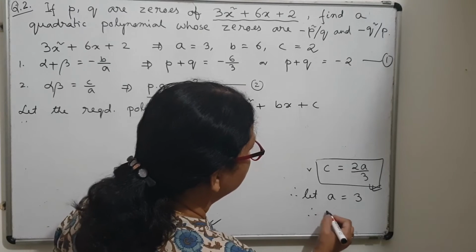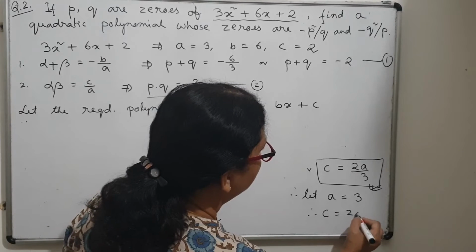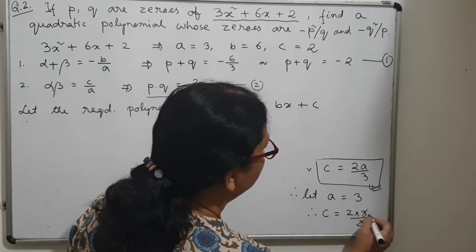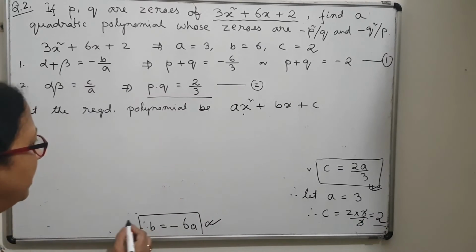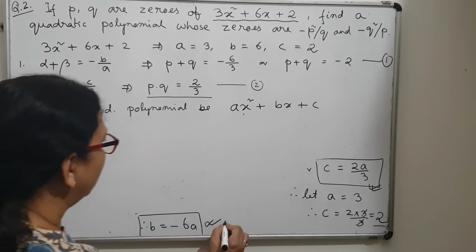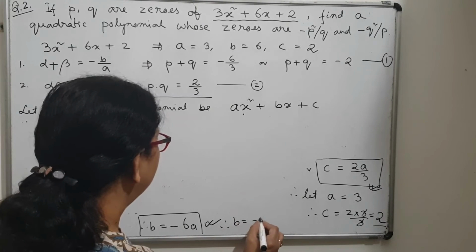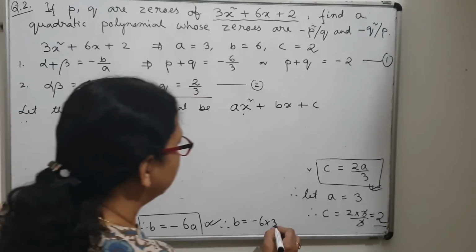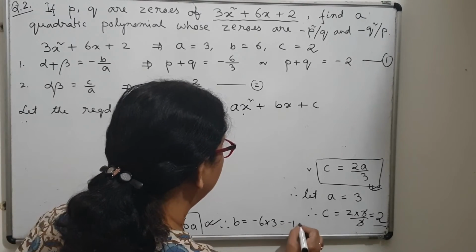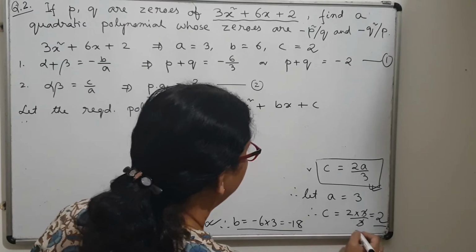Then c will be equal to 2 into 3 by 3, that is 2. C will be 2 then. And what will be b now? If a is 3, then b will be minus 6 into 3. A is 3, so it is minus 18. So these are the values.